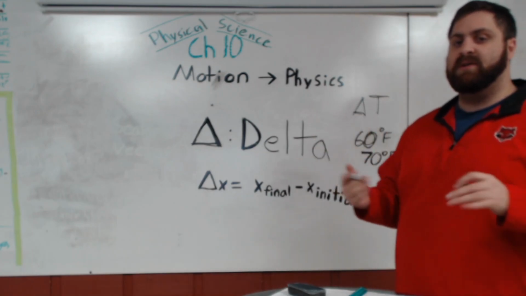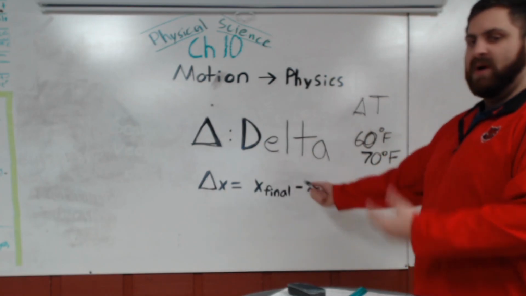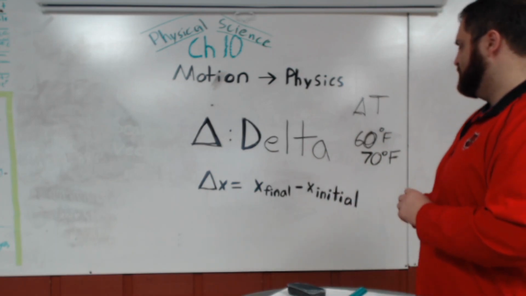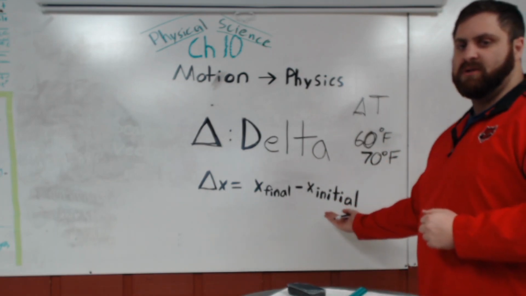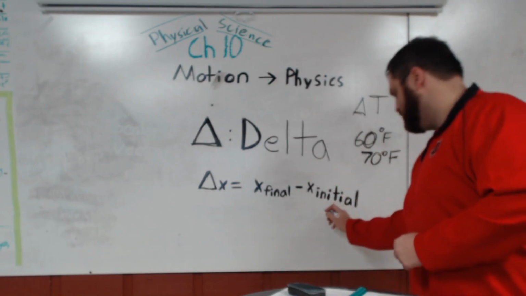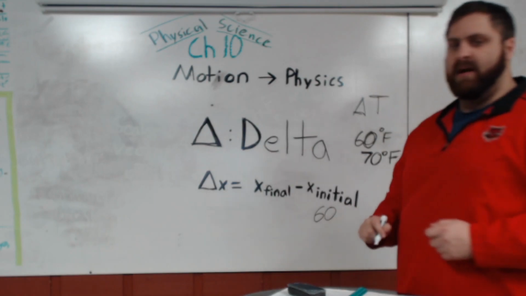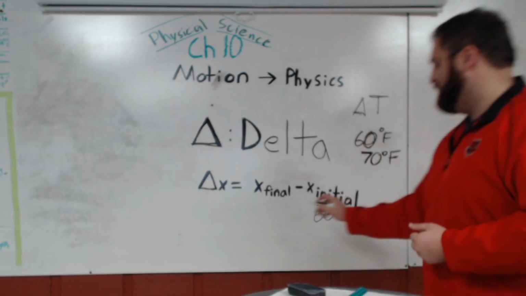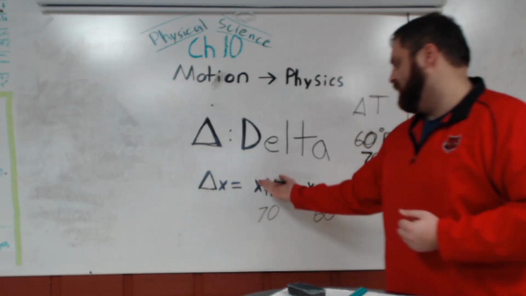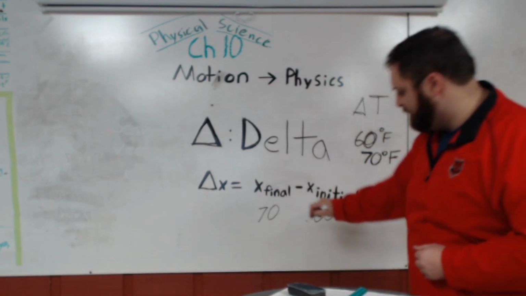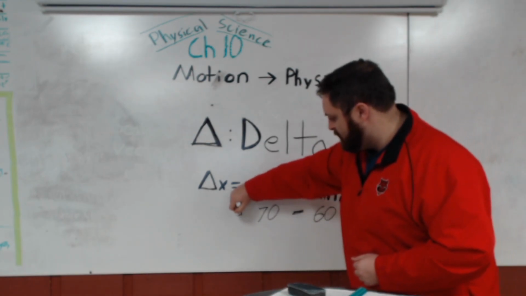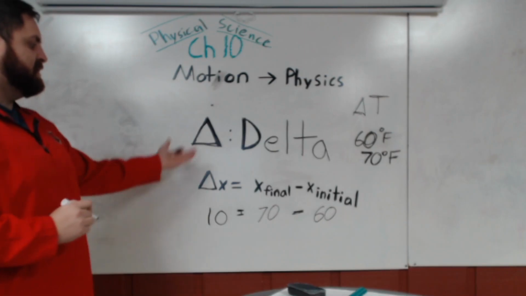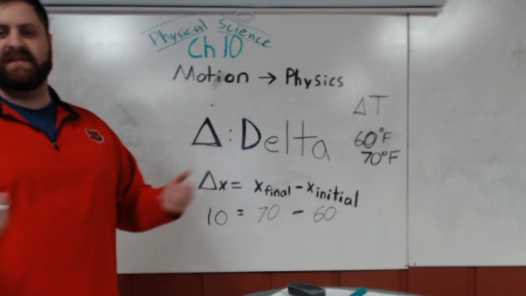Now I know these numbers, you may be able to do this in your head, but this equation works for any number, any crazy amount you want to use, and you just plug it in and get the answer. So we came into our house. Our initial temperature, our start, was 60 degrees, right? And our final temperature, after the heater heated up the house, was 70 degrees. So our X final was 70. 70 minus 60 gives us a change of 10 degrees. So our change in temperature was 10. We went up 10 degrees.